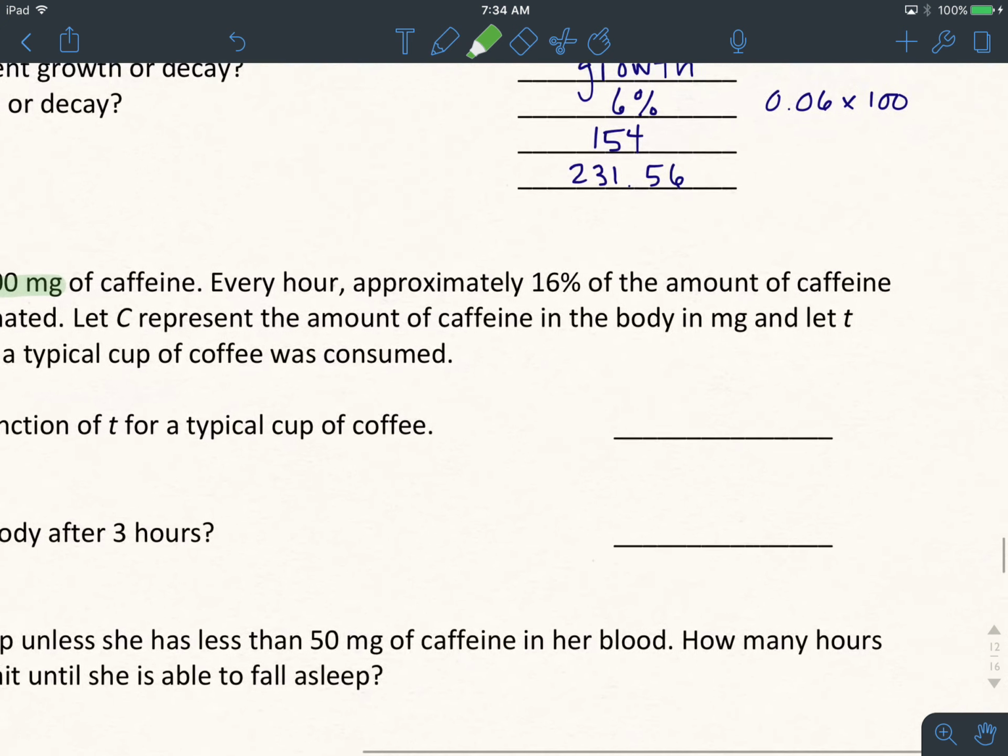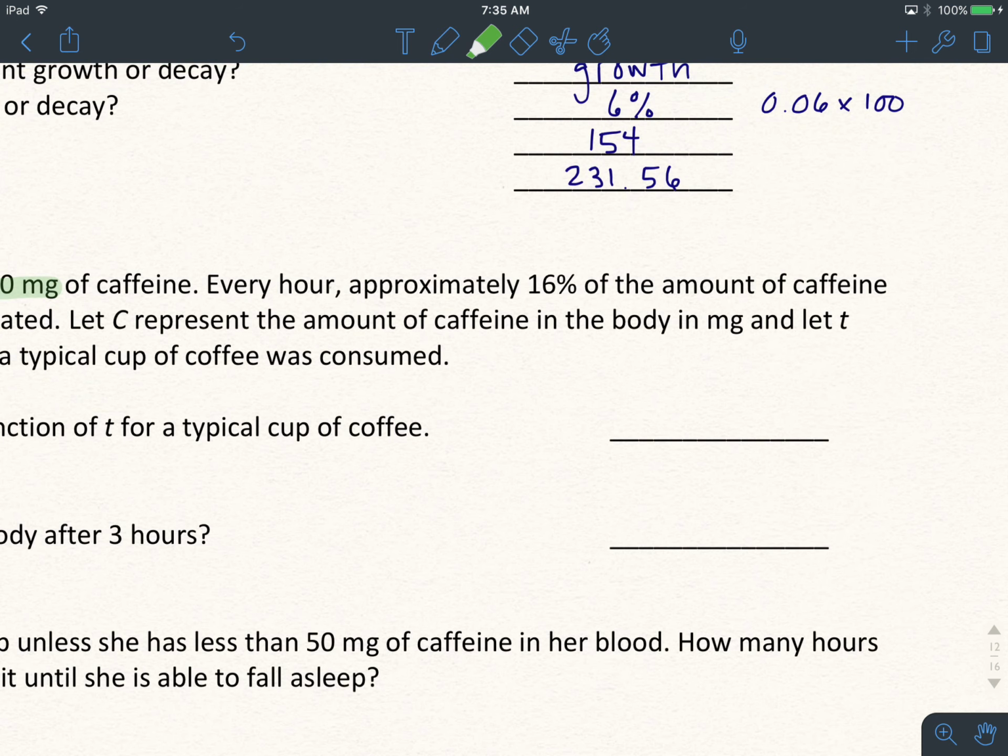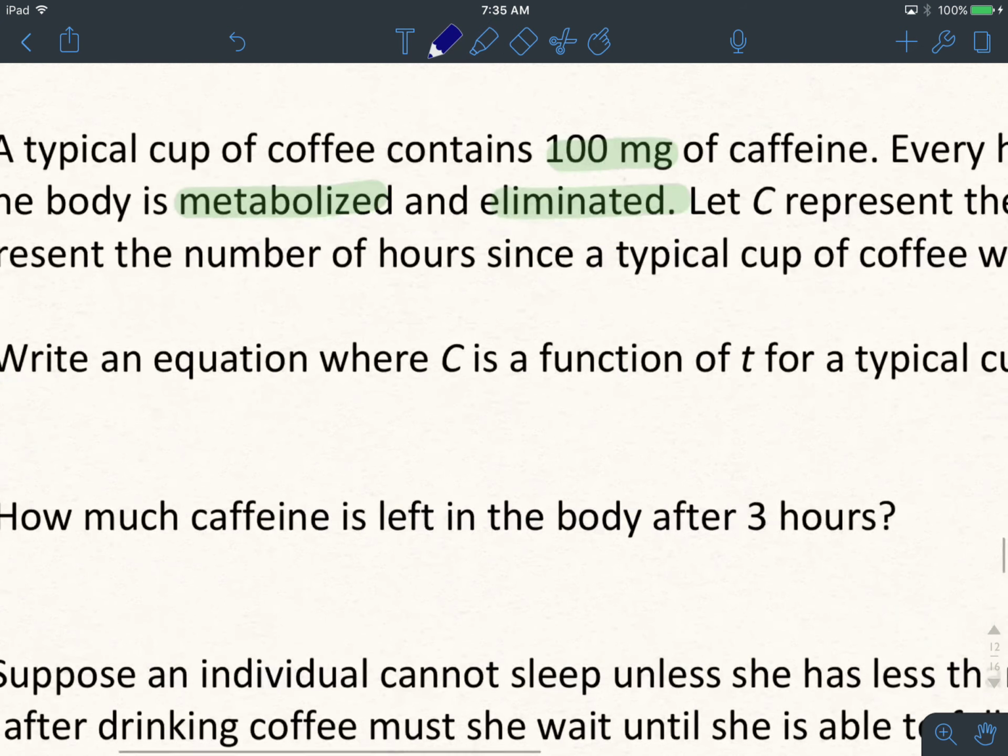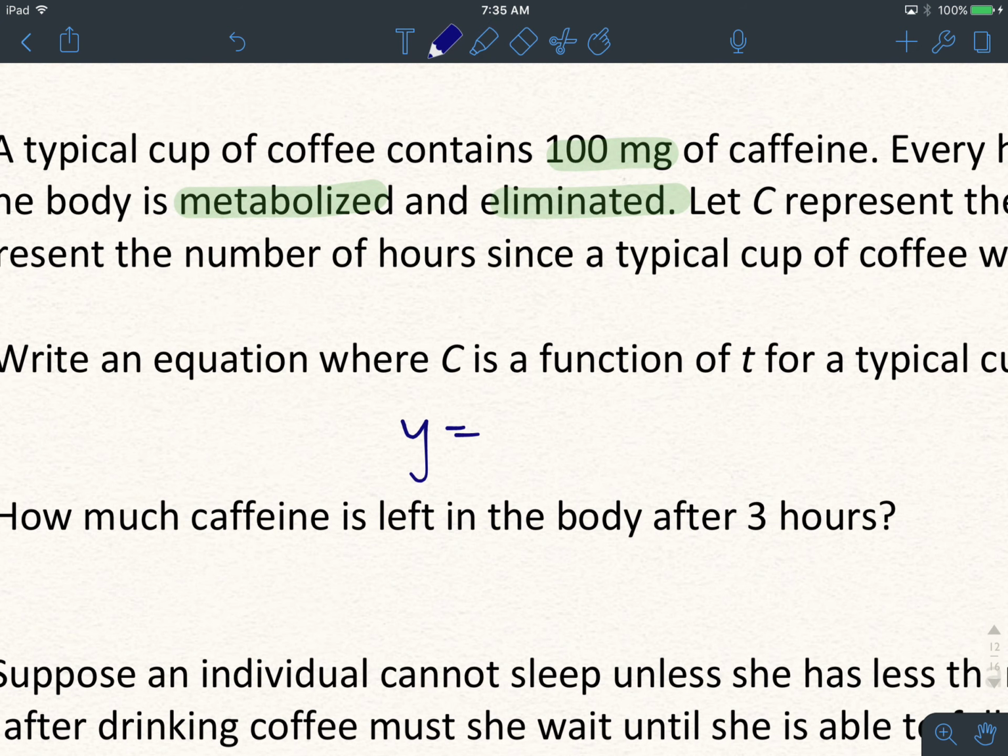So every hour, approximately 16% of the amount of caffeine is now metabolized or eliminated. That might not necessarily speak volumes, but we're going to be decreasing the amount of caffeine in the body. So this is going to be a case where our B value is 1 minus that percentage. Again, I'm just going to write down the bare bones of it here, where we would have Y equals A, B minus the, 1, done that twice today, 1 minus the percentage to the exponent X over T.